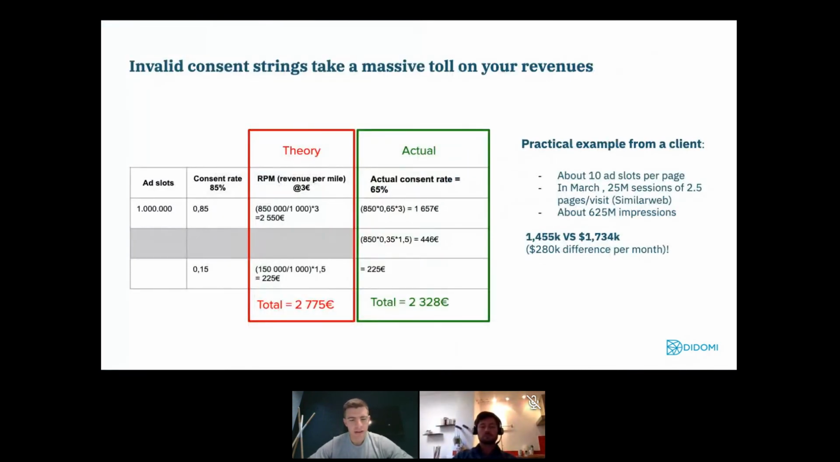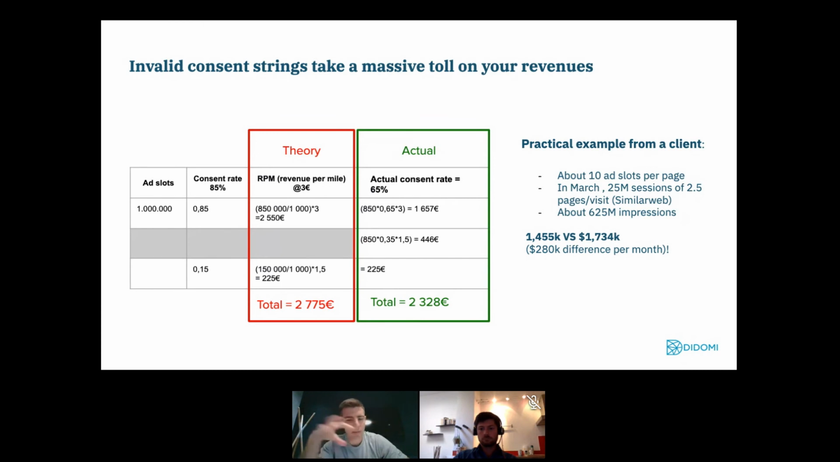Then I think providing the functional and excellent integration with the ecosystem is crucial. So let's take an example here to see the impact in terms of revenue that just sending out invalid consent strings, invalid consent status may have on your revenue.